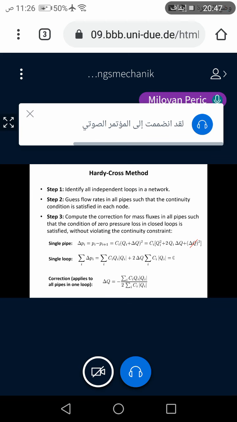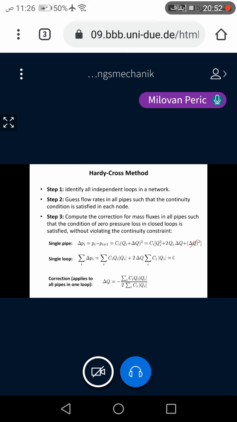flow rate is cross-sectional area times velocity and times density, and C is the coefficient which then represents the sum of line and local losses. And you now say, okay, I have to correct this flow rate by a certain delta Q, and I have to apply such a correction in every pipe, but I shouldn't destroy the continuity constraint in every node.